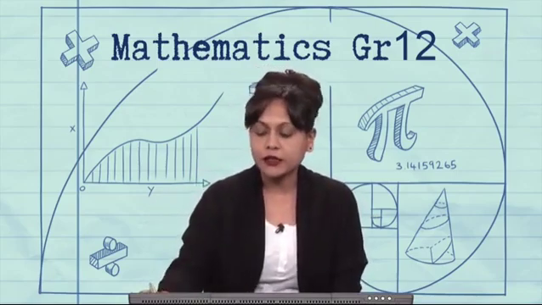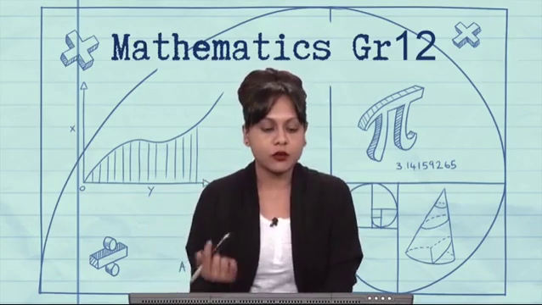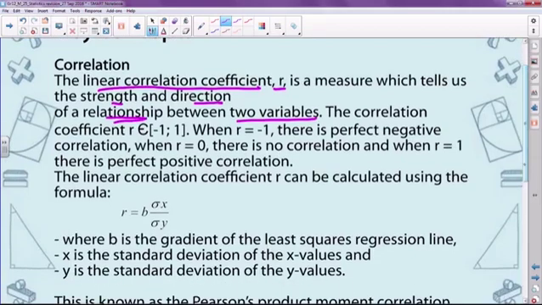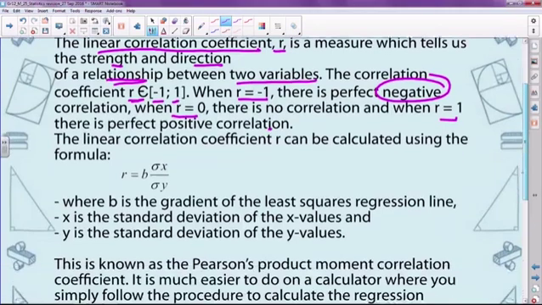All right. Then the other important concept we talked about in grade 12 is correlation. And we looked at what we call the linear correlation coefficient, which is given by the letter r. This measure tells us the strength and direction of a relationship between two variables, depending on what you have data on. The correlation coefficient has a range of values between -1 and 1. When r is equal to -1, that tells us there's a perfect negative correlation. When r is equal to 0, there is no correlation. And when r is equal to 1, there is a perfect positive correlation between your variables.